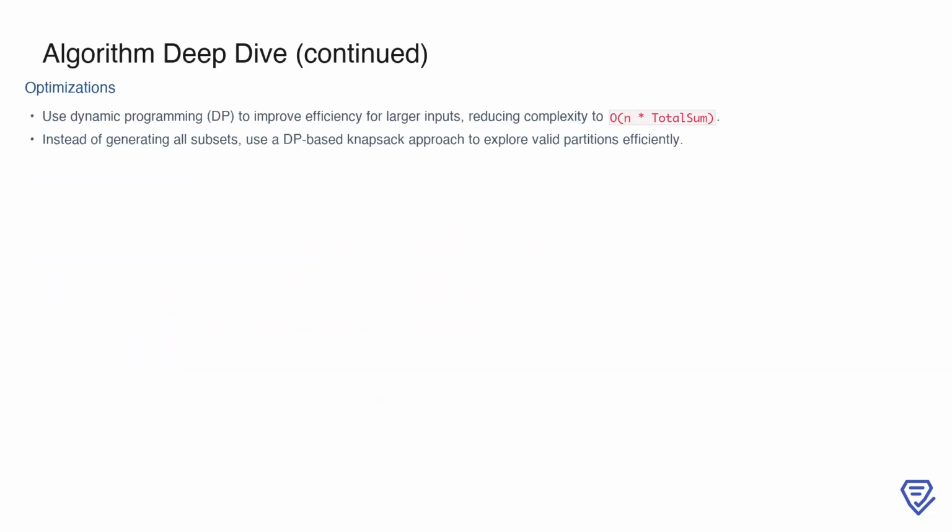While the brute force approach is straightforward, it is inefficient for larger inputs due to its exponential complexity. A more efficient solution involves dynamic programming. Using a DP-based knapsack approach, we can explore valid partitions without explicitly generating all subsets. This drastically reduces the time complexity to n * total sum, where total sum is the sum of all stones. By leveraging the properties of the problem and focusing only on feasible partitions, dynamic programming allows us to handle much larger inputs efficiently while still achieving the same result.